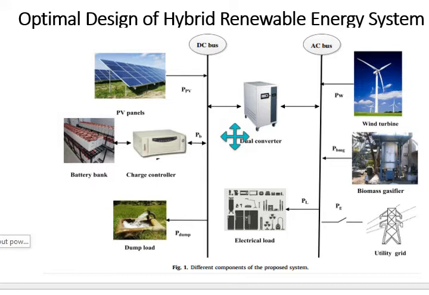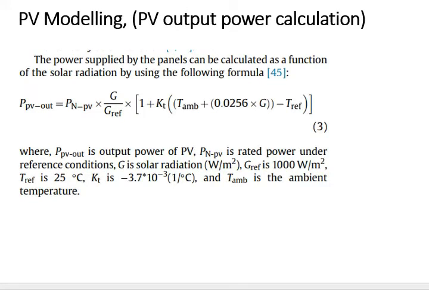So today we will go through the modeling of the renewable system. And after the modeling, we will go through the operational strategy of the hybrid renewable system that we are going to optimize. So first of all, it's the modeling of the PV system. We are calculating the output power of a photovoltaic module.